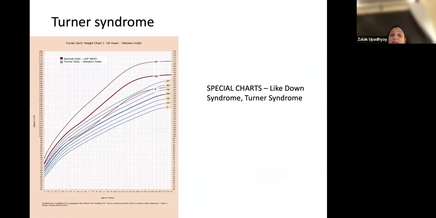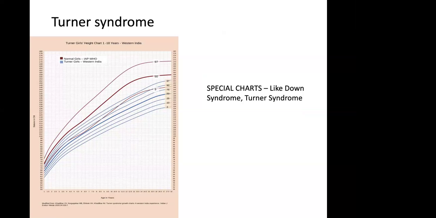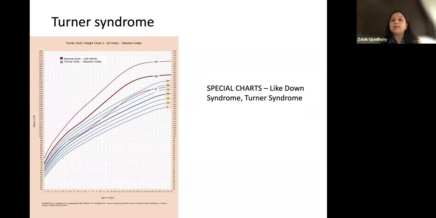We also have special charts for Turner syndrome. If you look here, this is the normal red lines, and the blue lines are for Turner syndrome girls. So we also have charts for Down syndrome, Turner syndrome, different ones. Even for achondroplasia, we have growth charts. So what is achondroplasia? What type of short stature? Anybody? Short limbs. Rhizomelic limb shortening. Yes. So the lower segment will be shorter, smaller.